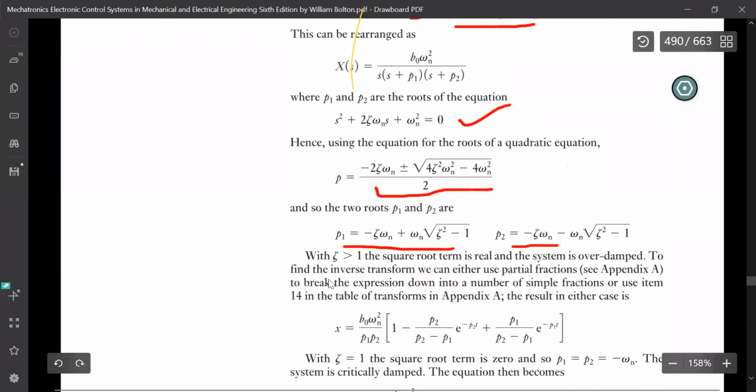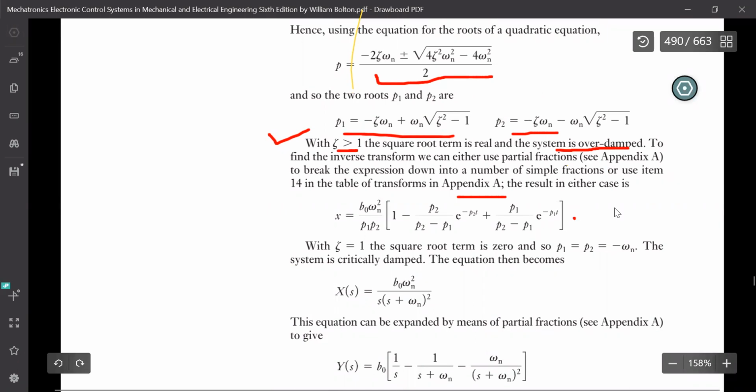The first case discussed over here is when zeta is greater than 1. So what would happen? The square root term is real because zeta is greater than 1. So you will get some positive number out of this square root. So it is a real number. To find the inverse transform, we can either use partial fractions to break the expression down into a number of simple fractions, or use the tables. These are in the appendix of this book. You can see over there how to solve this particular equation.